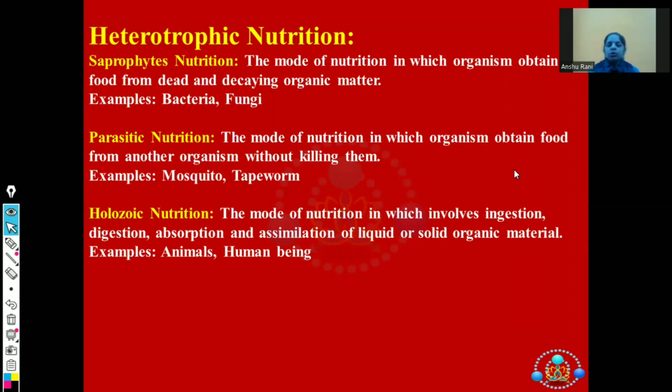Holozoic mode of nutrition, the mode of nutrition which we as humans use, in which we have ingestion, digestion, absorption, and assimilation of food, all the processes which occur in our body, that is the holozoic mode of nutrition.